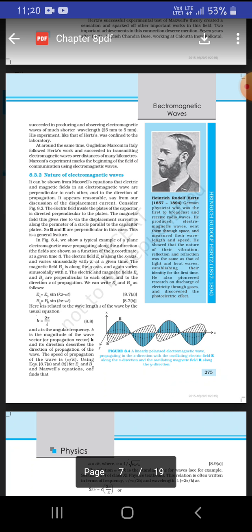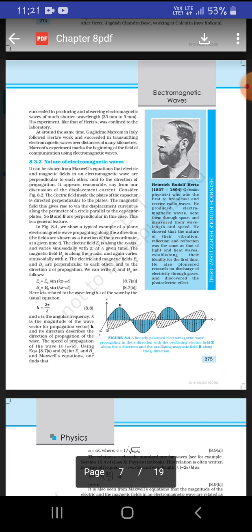As an example, consider electromagnetic wave propagation along the z direction, where z is the coordinate at a given time t. The electric field Ex is along the x-axis and varies sinusoidally with z at a given time, and the magnetic field By is along the y-axis and again varies sinusoidally with z. So the electric and magnetic fields Ex and By are perpendicular to each other.